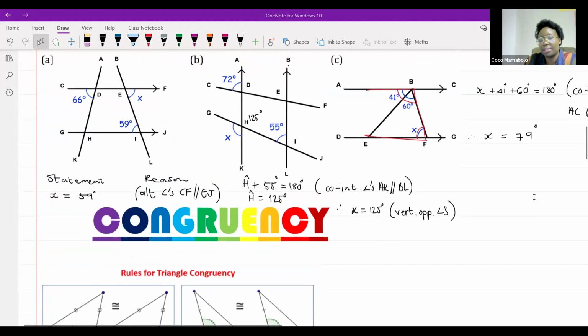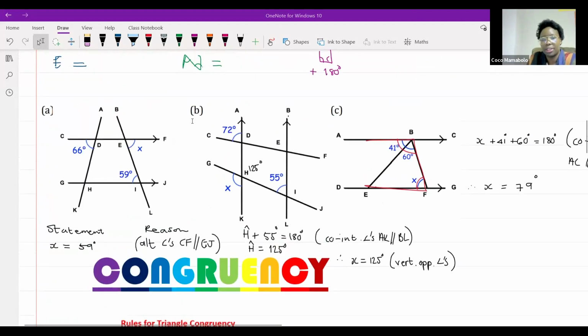Okay, let me explain, Princess. I'm quickly going to explain Princess's reason. Remember, Princess, in order for us to use things like co-interior angles, they need to be in between parallel lines. So there is my one parallel line over there, and there is my other parallel line over there. Only if I join them using this line in the middle can I then use co-interior angles. So I need to use all of them.